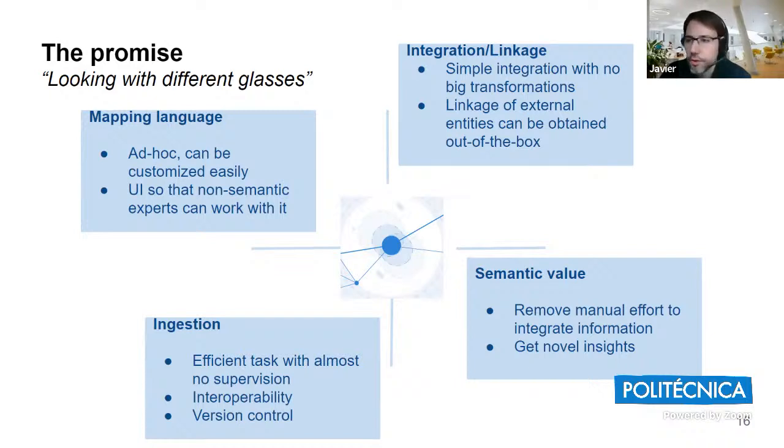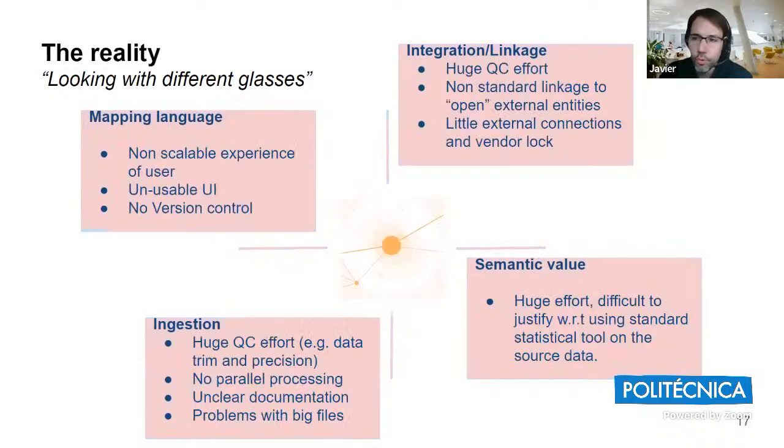For the integration, so the external and internal linkage, it should be easy because the terms are more or less standard, so we can find the name or the ID in other databases more or less out of the box. And at the end, the semantic value is that we remove the manual effort of integrating this information. So click the button, you have all these sources integrated in one knowledge graph, and then the scientist can access this integrated data, and you can get novel insights having all of this data in one place.